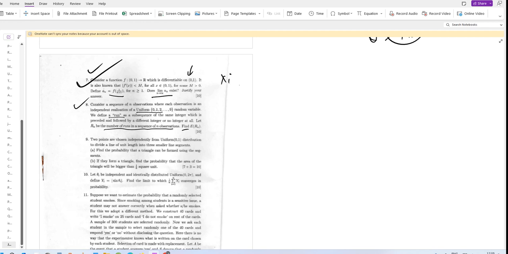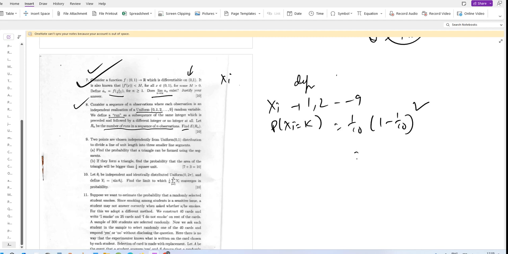Okay. So the run is of length k and contributes 1 to the total number of runs. Since a run is preceded and followed by different integers, and no specific integer at all, the possible values of Xi are 1 to dot dot dot 9. So the probability of Xi equal to k is equal to 1 by 10, 1 minus 1 by 10 square, 9 by 100, 9 by 10 whole to the power k minus 1.